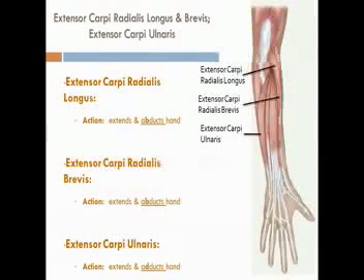Extensor Carpi Radialis Longus extends and abducts the hand, while Extensor Carpi Radialis Brevis has the same action, extends and adducts the hand. Extensor Carpi Ulnaris extends and adducts the hand.